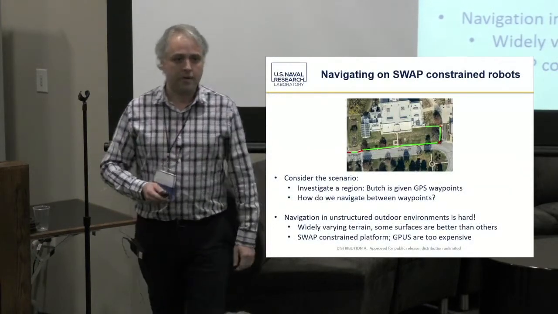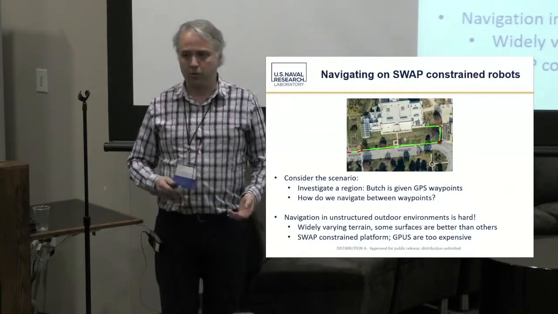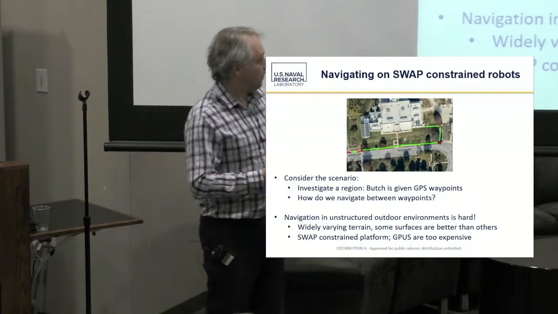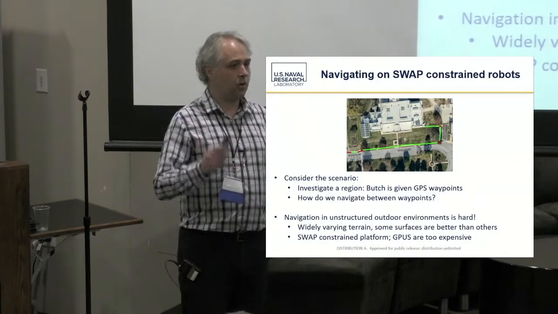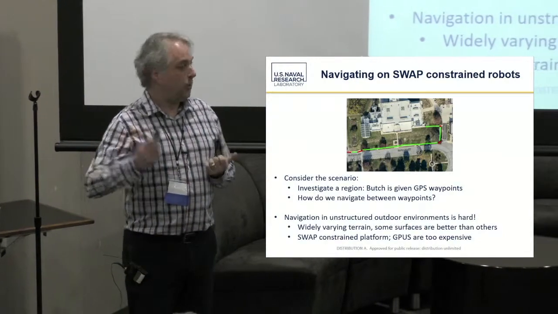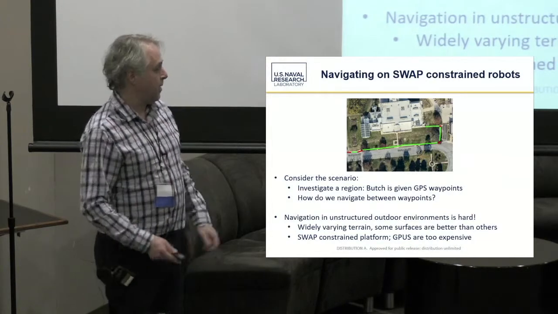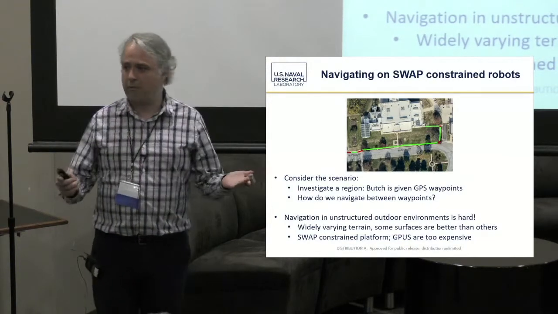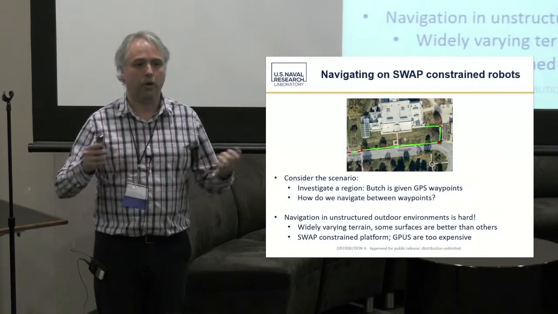Towards our goal of using Butch to explore different environments, consider the following scenario, which we're going to explore in this talk. Let's say that we have an environment that we want to monitor. This could be the perimeter of a building, or it could be a trail or something like that. You give the robot GPS waypoints to go from point A to point B. But let's assume that I don't have a map available and I don't necessarily want to provide it a map. So how do I navigate from point A to point B?